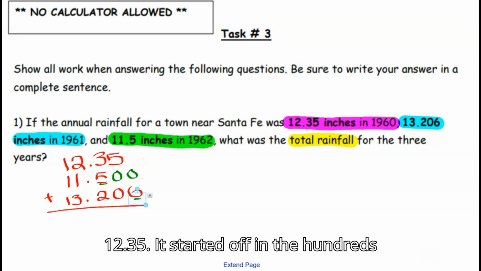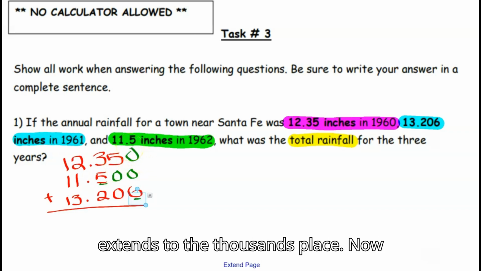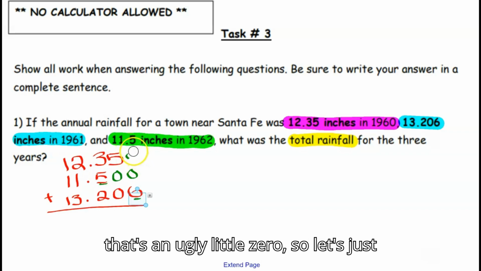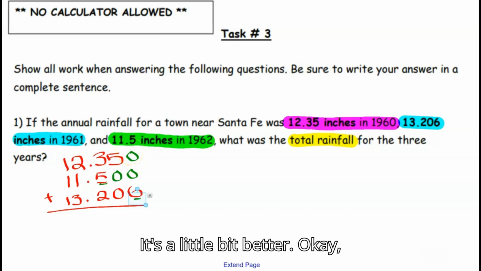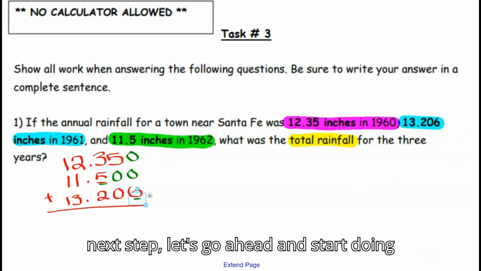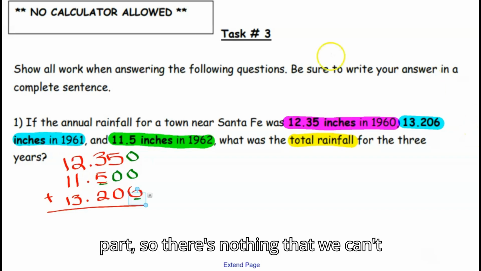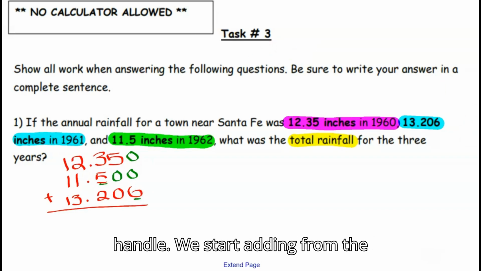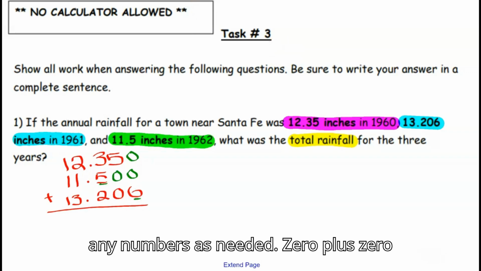Same thing with 12.35. It started off in the 100th place. I add 1 more 0, and now it extends to the thousandths place. Now that's an ugly little 0, so let's just correct that a little bit. It's a little bit better. Okay. Next step, let's go ahead and start doing the addition. This is normally our easier part, so it's nothing that we can't handle. We start adding from the rightmost column. Remember to carry over any numbers as needed.